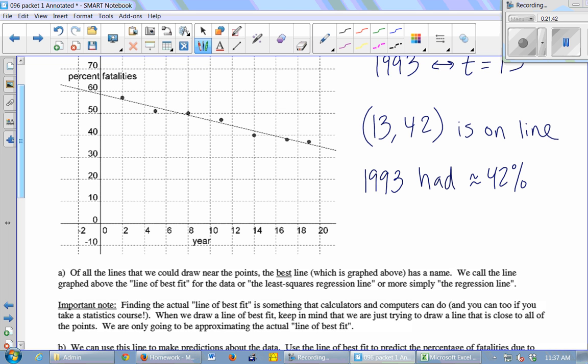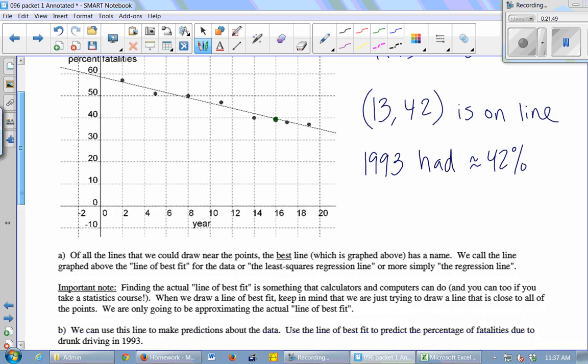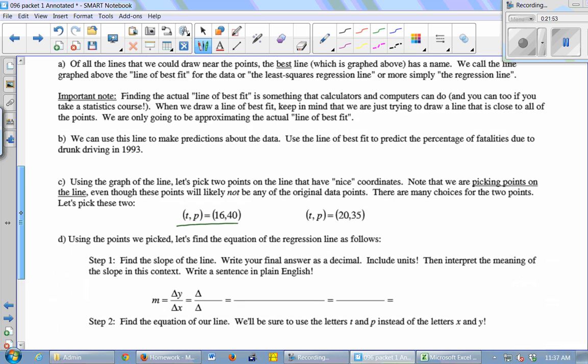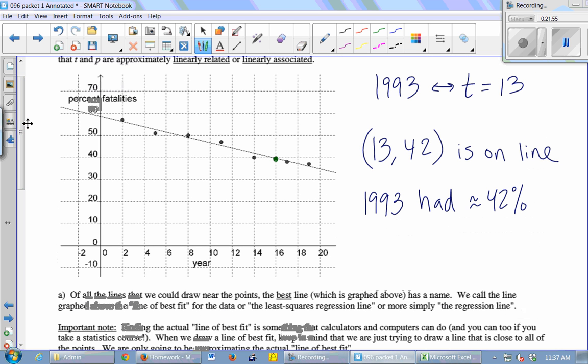Okay, so let's see. I've got one here that goes through a nice grid point, 16 comma 40, right? So that's one of the ones I picked, 16 comma 40. And then the other one I picked was 20, 35. Looks like it's on the line. It's not a perfect grid point, but it looks pretty good, 20, 35. So I picked those two points that were on the line, and I'm going to use those two points to find the equation of a line, which is what you were just working on in your activities.